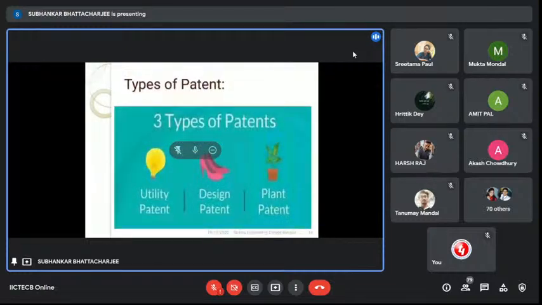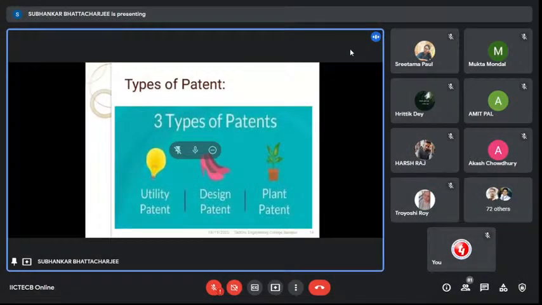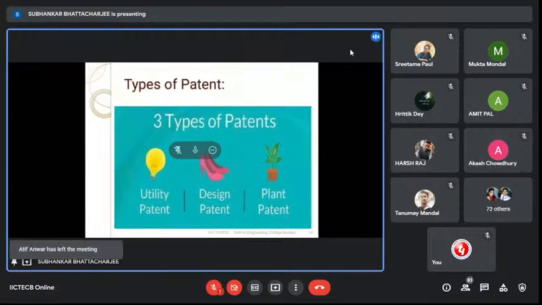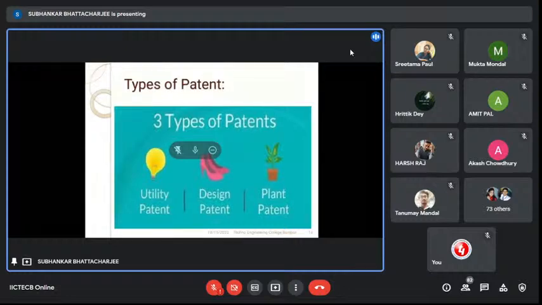Types of patent, these three types of patent are there: utility patent, design patent, and plant patent. Utility patent in the sense, whatever you invent or whatever you modify, you can patent our project, our 3D model, ideas, research. Design patent, if you have designed any product, then you can patent it. Plant patent, if you crossbreed a plant, we can patent this crossbred plant.